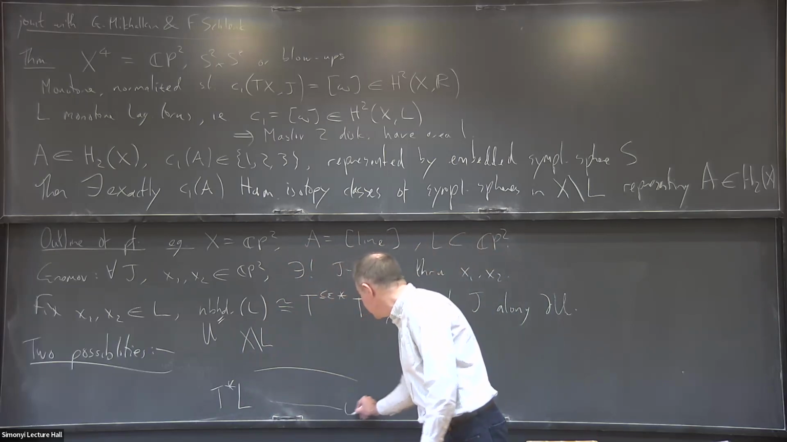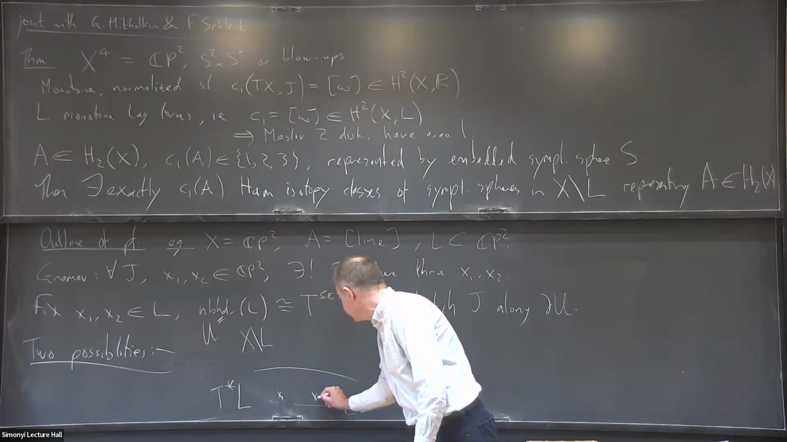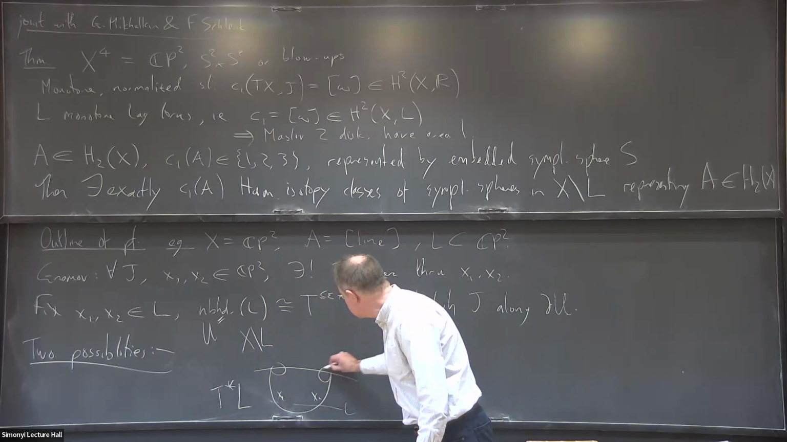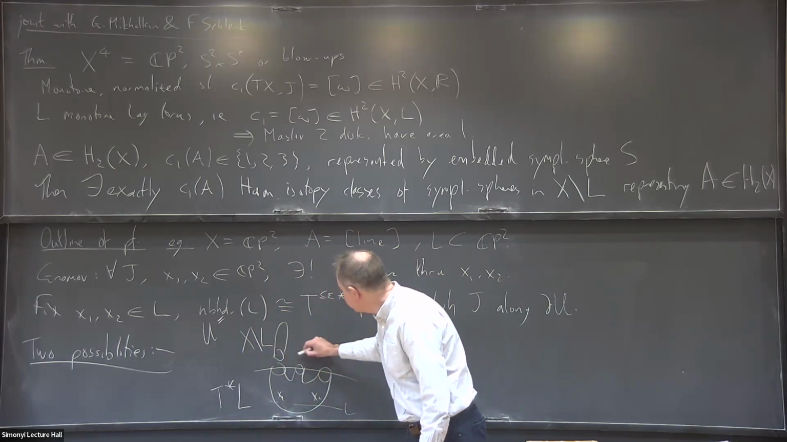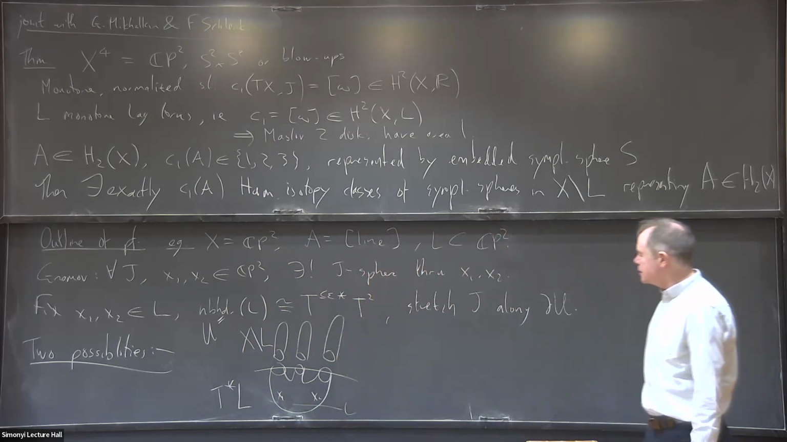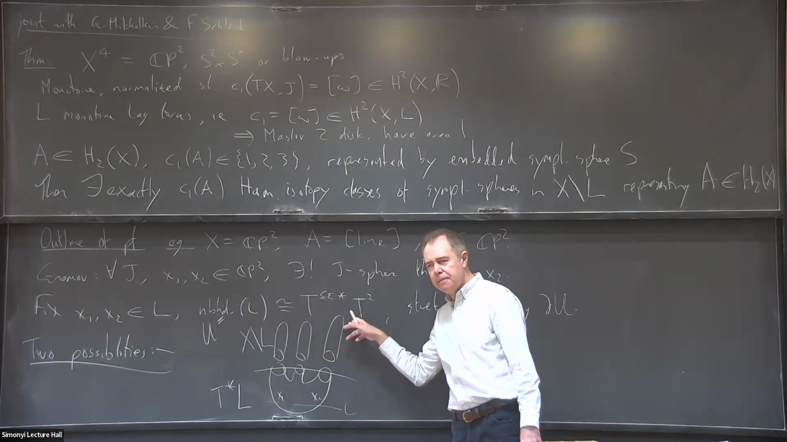Okay, so in here we've got the Lagrangian, and then we've got 2 points, x1, x2 here. So one option is that you get a pair of pants inside the cotangent bundle, and then three planes, compactified with 3 disks outside of the Lagrangian.